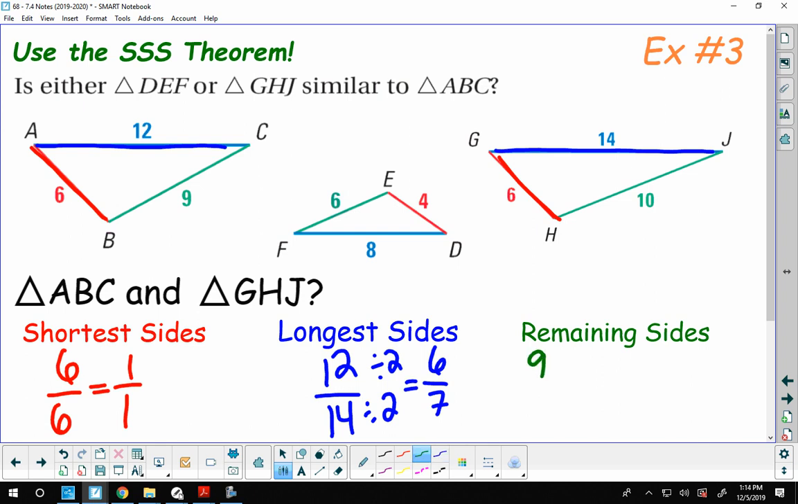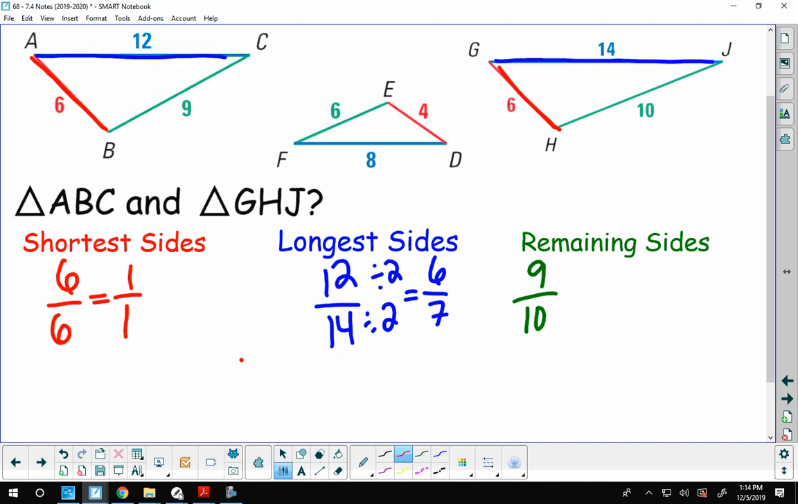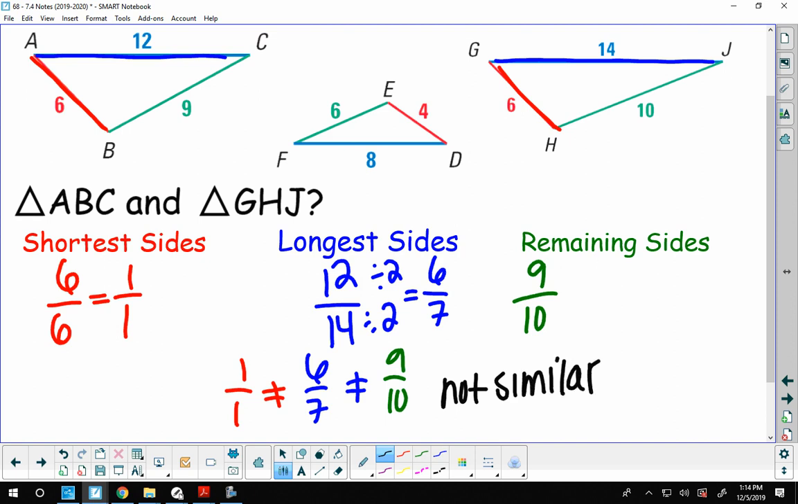I will finish just to show you. 9 over 10, yep, so none of those ratios are equal. 1 over 1 does not equal 6 over 7, and that does not equal 9 over 10. Therefore, our triangles are not similar because the corresponding side lengths are not proportional.